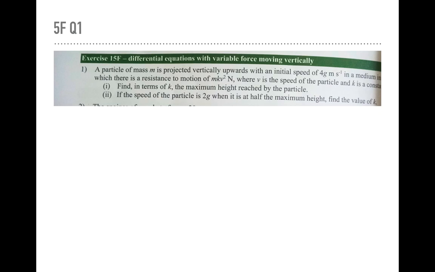Part 1. Find in terms of k the maximum height reached by the particle. Here I'm thinking straight away, draw a diagram. I'm going to assume that the particle's velocity goes to 0 at the maximum height, and we're going to get the displacement when v is equal to 0. I've already stated the initial conditions.